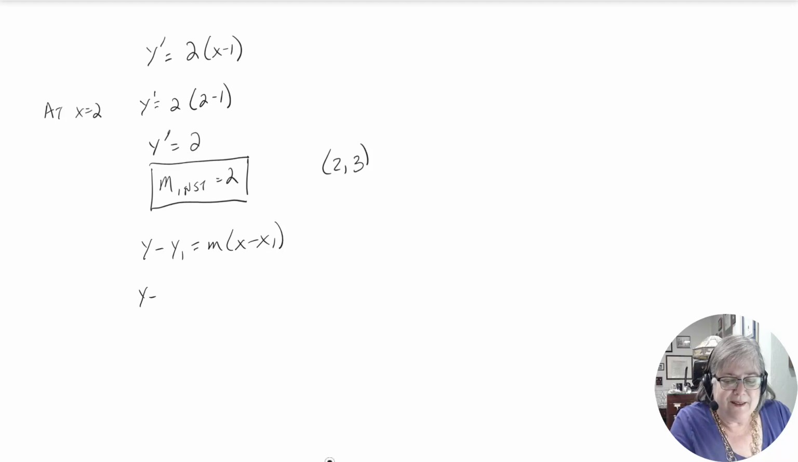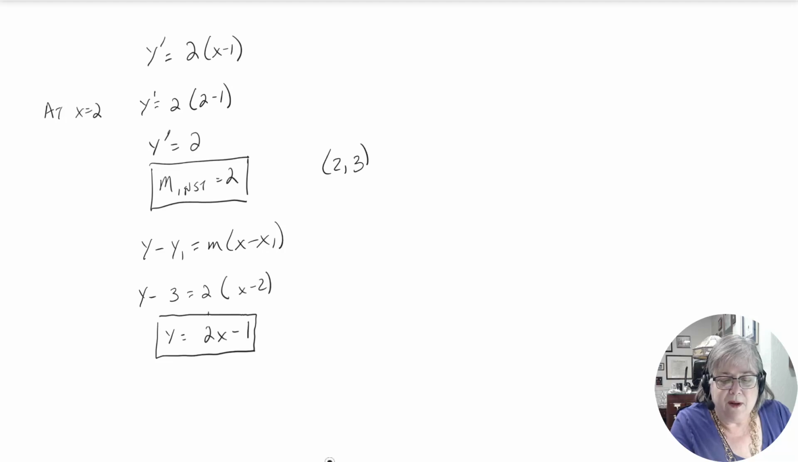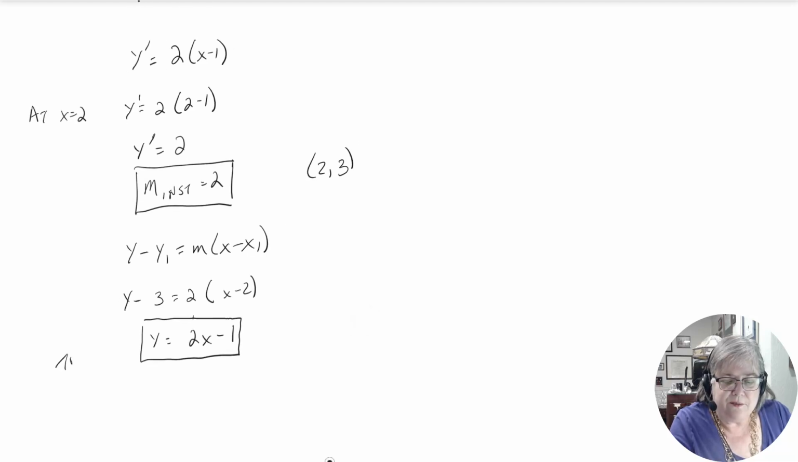All right, so y minus 3 is equal to the slope, 2, times x minus 2. So y is equal to 2x minus 1. Now that's the equation of the tangent. The slope of the tangent is 2, still there, right? And we could graph this pretty quickly using that slope-intercept or mx plus b form. So this is the tangent.